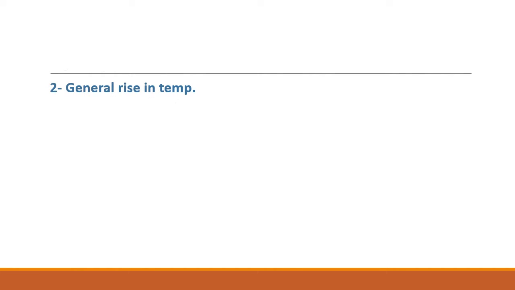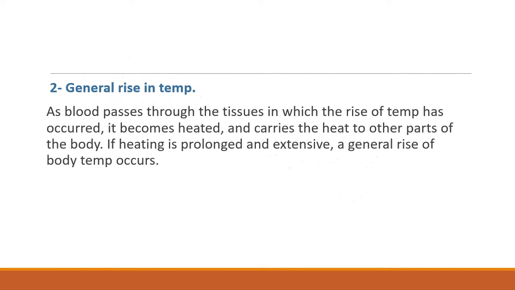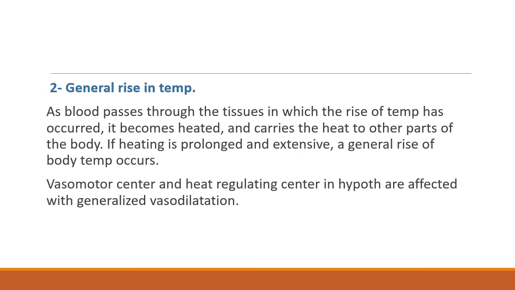Second, in general rise of temperature. As blood passes through the tissues in which the rise of temperature has occurred, it becomes heated and carries the heat to other parts of the body. If heating is prolonged and extensive, a general rise of temperature occurs. Vasomotor center and heat regulating center in the hypothalamus are affected with generalized vasodilatation.